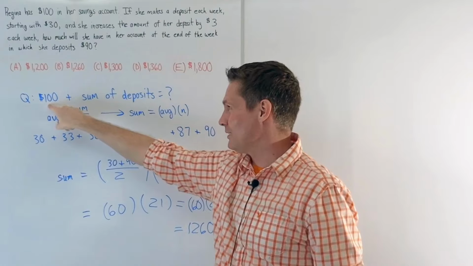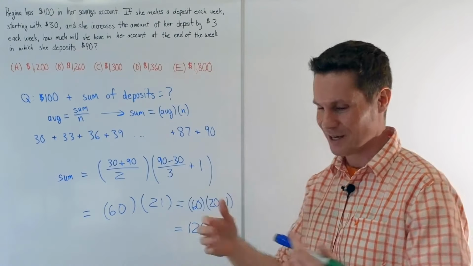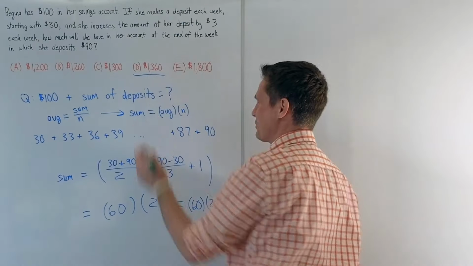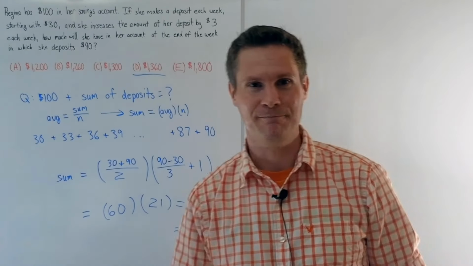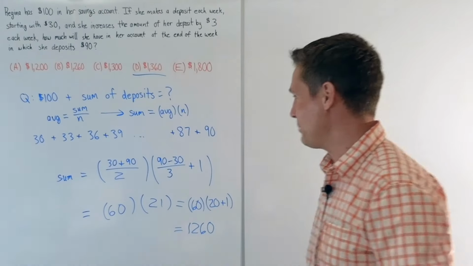Again, when we wrote the question down, we said 100 plus the sum of all her deposits. So in this case, that's going to be answer choice D, 1360. This is a pretty classic counting type of question.